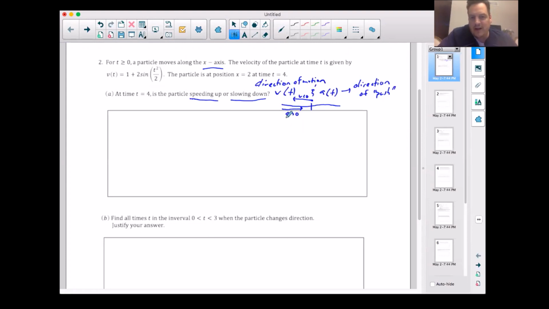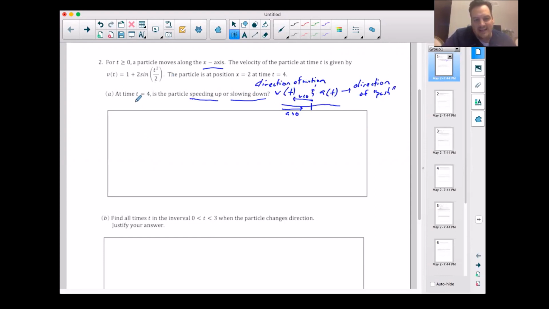So even though your velocity or your acceleration is positive, you're still slowing down because you're trying to go in one direction, but someone's trying to make you go the other direction, right? And so when we're answering questions about speeding up or slowing down, immediately you want to find V of t and A of t both at the particular time that's in question, right?